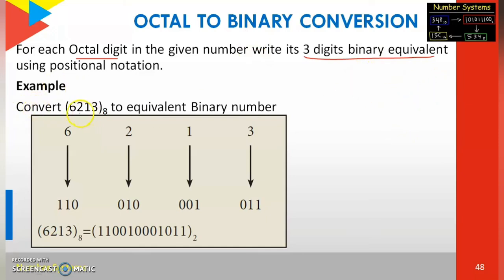For example, convert 6213 base 8 to the equivalent binary number. We write the octal number first and then find the binary equivalent for each digit using the 421 code. From this you have to select. Now you want the number 3. What numbers do you need to add to get the value 3? We take 2 and 1, and for the 4 we put 0. By adding 2 plus 1 we get 3, so the binary equivalent of 3 is 011.